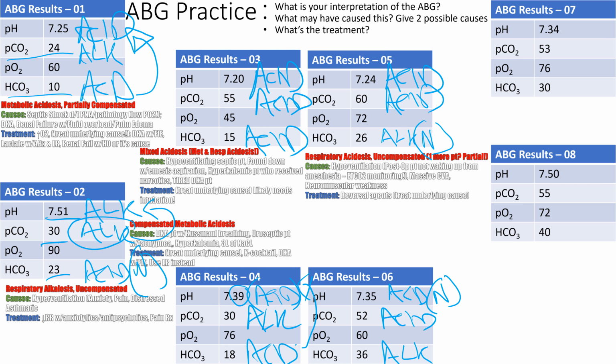What would make that partially compensated? If the pH was 7.34, it would be partially compensated. But now that the pH is 7.35, it's fully compensated, because fully compensated only happens when the pH is normal and the other values are abnormal. Okay. What might cause CO2 to be 52?